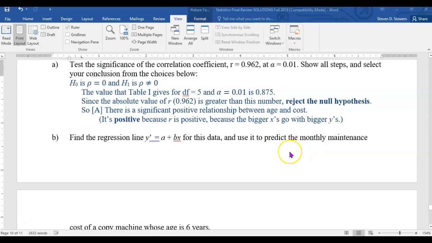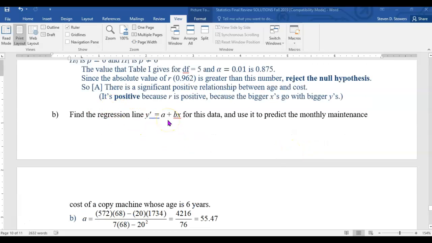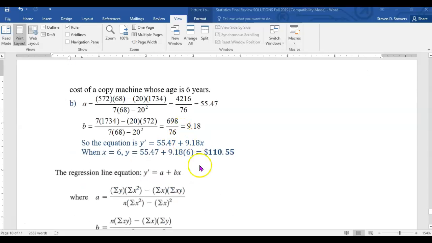Now I will almost certainly, whether I ask you to find that equation or not, I'll ask you to use it in a question like this one. Use it to predict the monthly maintenance cost of a copy machine whose age is 6 years. So we're taking that 6 and we're putting it in for x, because x stands for the number of years. And that means we're calculating 55.47 plus 9.18 times 6. And that comes out to be 110.55.